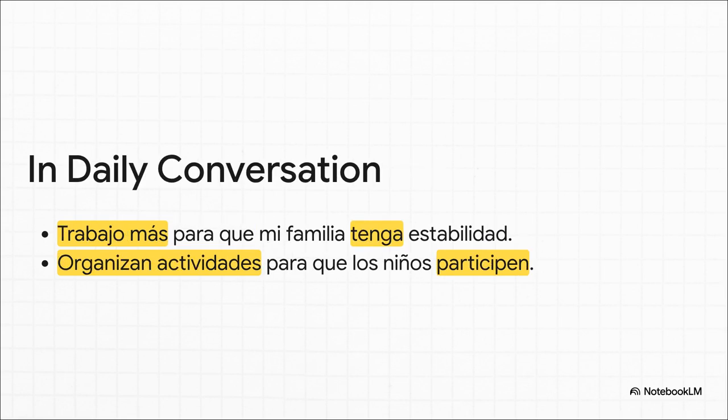But hey, it's definitely not just for the office. You are going to hear and use this constantly in your daily life. Trabajo más para que mi familia tenga estabilidad. I work more so that my family has stability. It connects what you do every day to your deepest motivations. It's really a fundamental part of explaining why you do things for the people you care about.